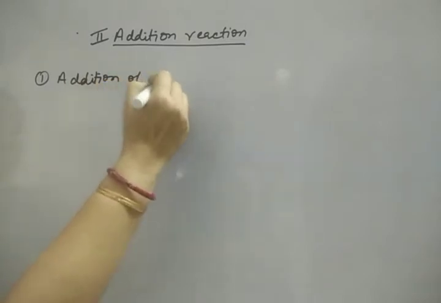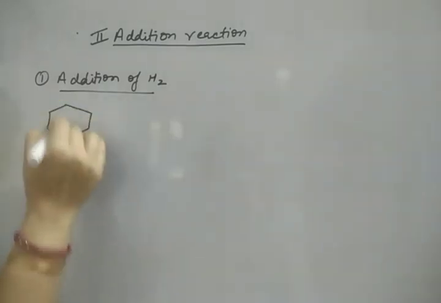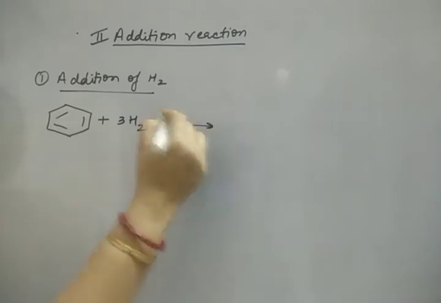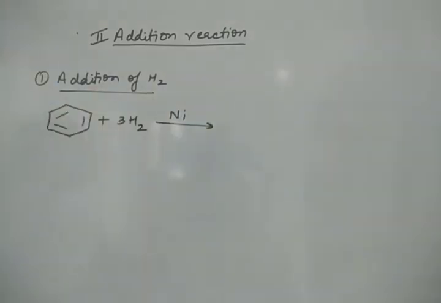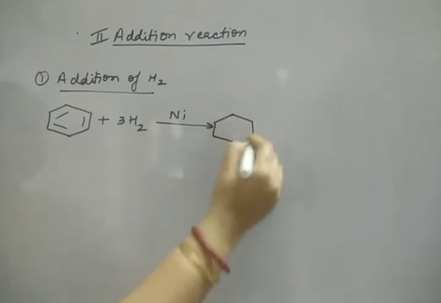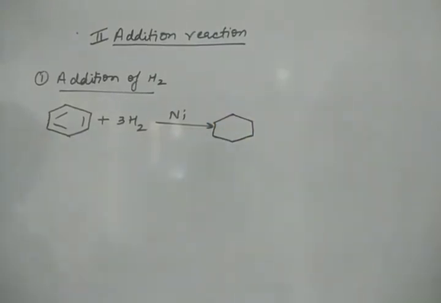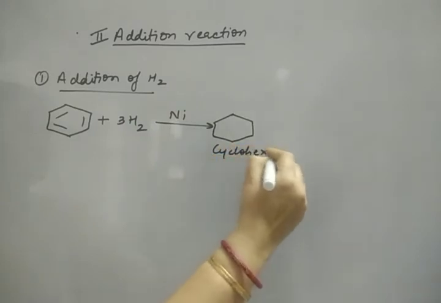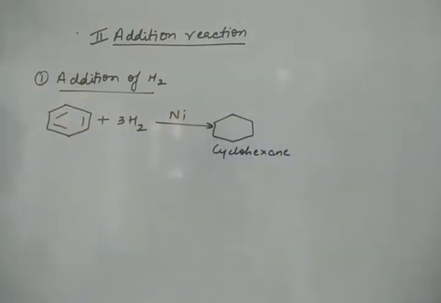Benzene undergoes addition of hydrogen in the presence of catalyst such as nickel, platinum and palladium. Now, three hydrogen molecules I require in the presence of nickel as catalyst. Now, all the three pi bonds will break and we will get this compound, and this compound is known as cyclohexane. So benzene is changed to cyclohexane.